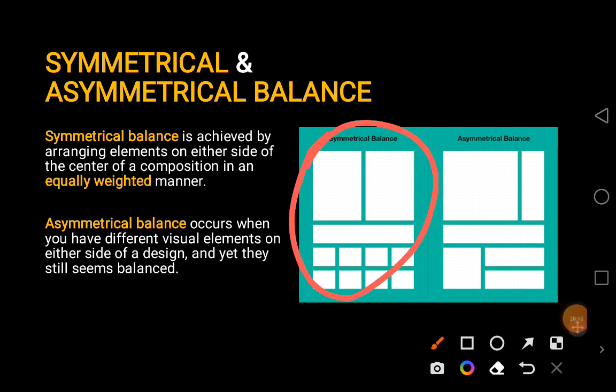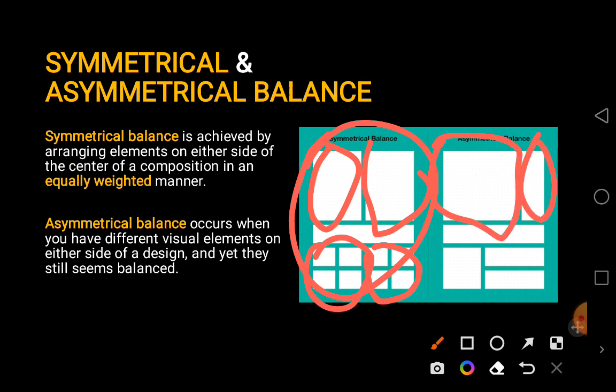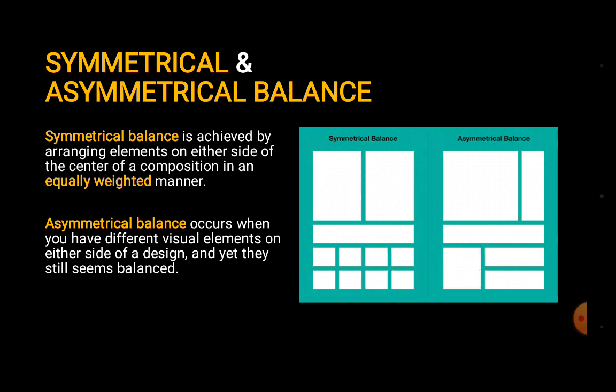In this symmetric balance, you can see all the shapes are the same. From this side, they are the same. This side, they are the same. When you check this, big, small, but see here, they still balance. These two shapes, this one shape, but they still balance. So that's the idea behind symmetric and asymmetric balance.